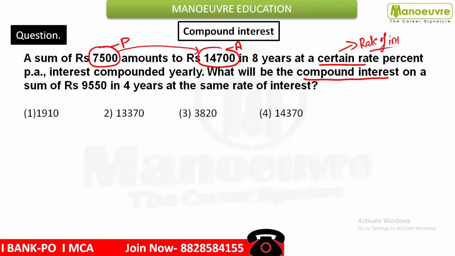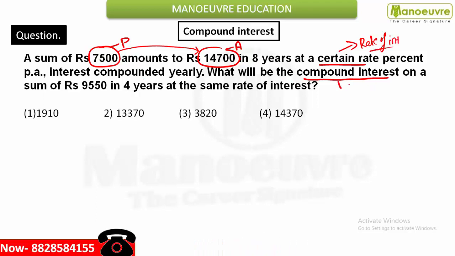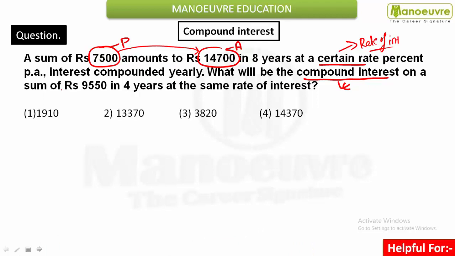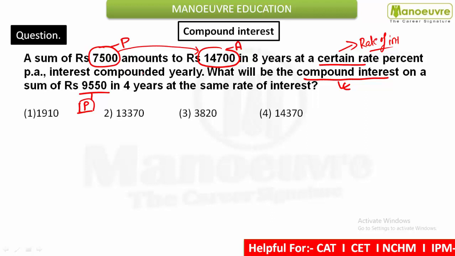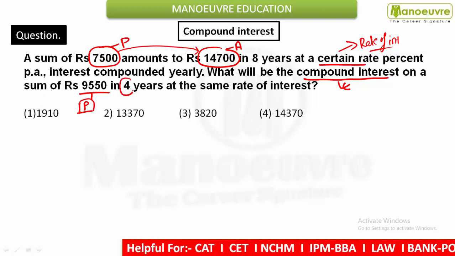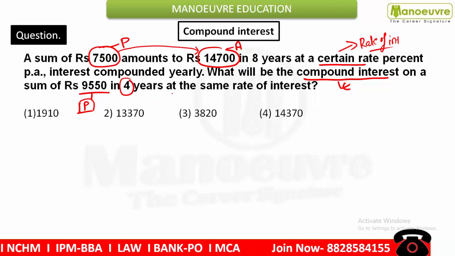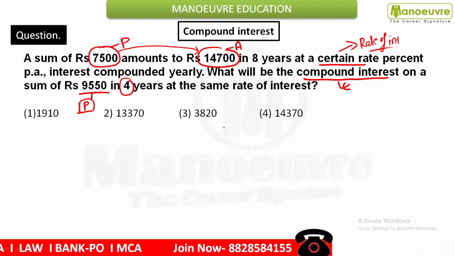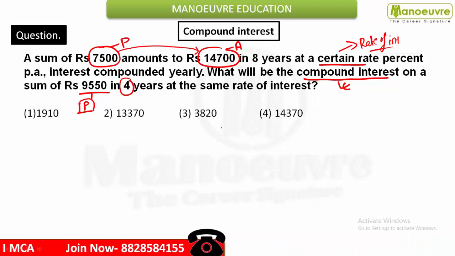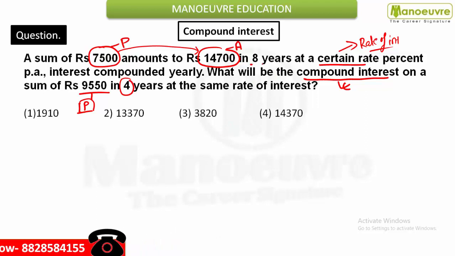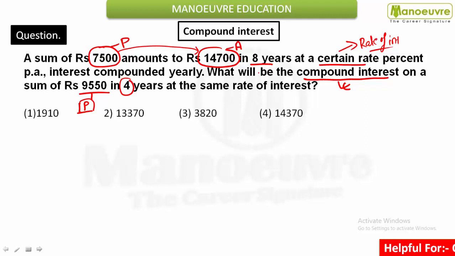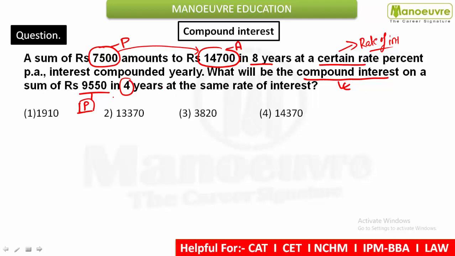Okay, now here it is asking about compound interest on a sum. Sum means what? This is nothing but your principal in 4 years. So here you have to find the compound interest in 4 years. So first of all we are going to see the ratio between principal and amount in 8 years. After that we'll find the ratio in 4 years. Okay, and then we can calculate this easily.